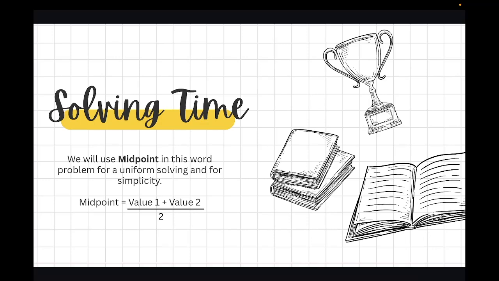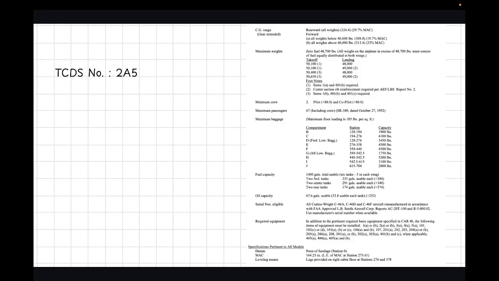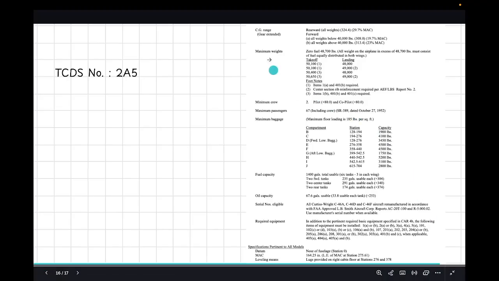Okay, so for solving, for this instance, we will use the midpoint for uniform solving and for simplicity. So the midpoint equals value 1 plus value 2, divided by 2. And for our word problem later on, we will be using TCDS number 2A5, and kindly screenshot it so that our solving is continuous, since we will be utilizing this whole paper documentation.